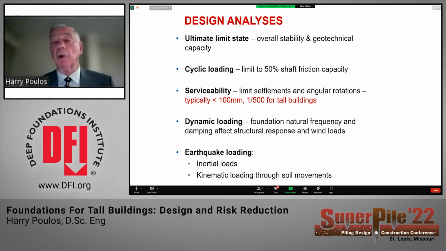Then we have to look at what we call serviceability here, limiting the settlements and angular rotations. And with tall buildings, we tend to be a little more lenient, perhaps because we have to, because of the large load. So typically our maximum settlement target would be no more than 100 millimeters and an angular distortion of the order of 1 in 500 or better.